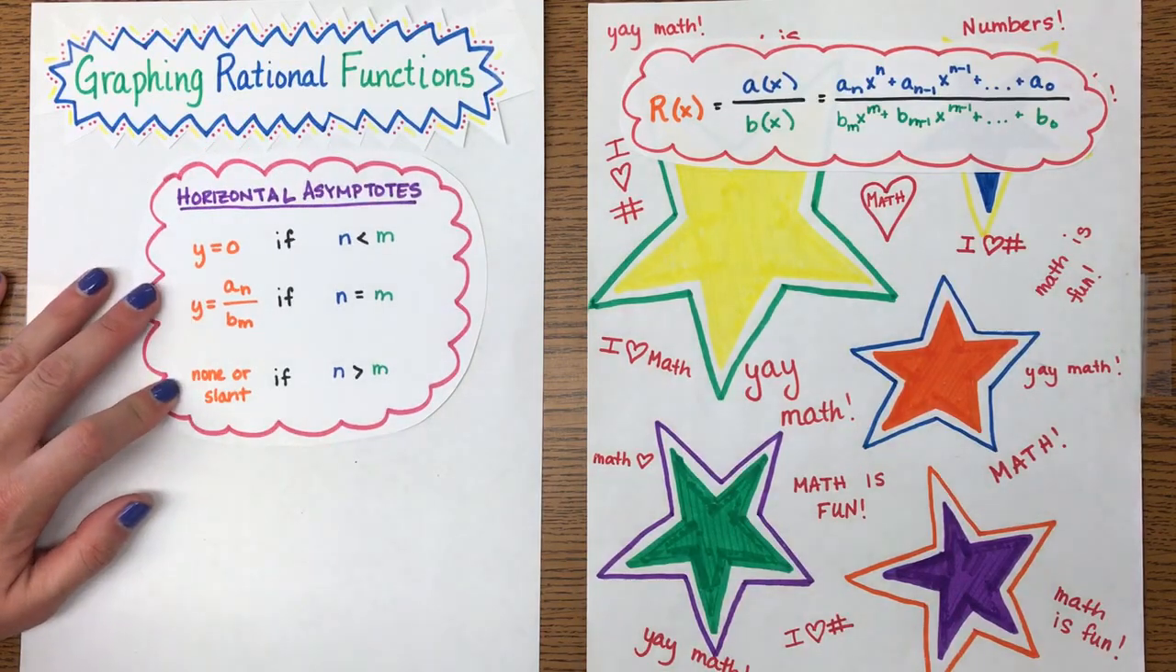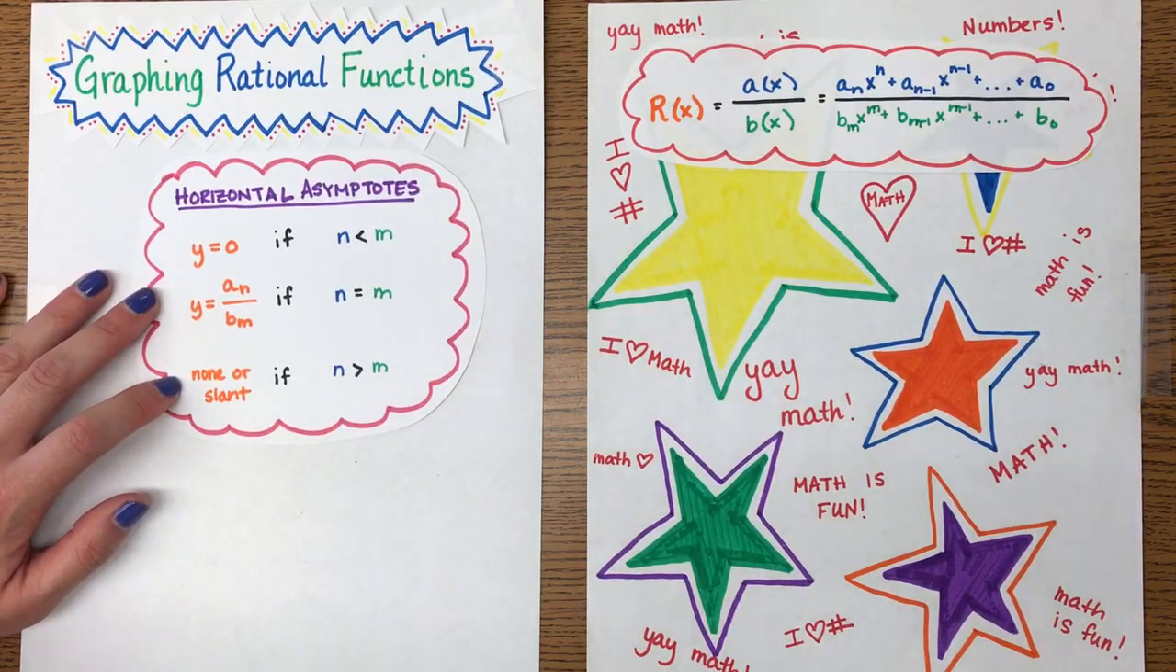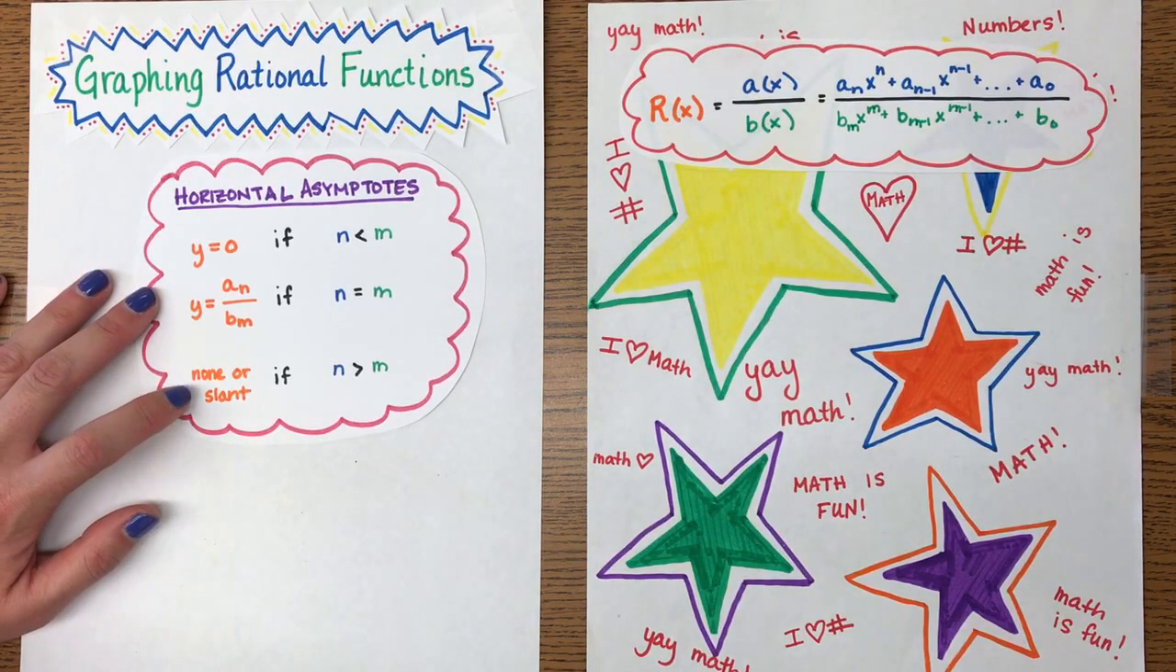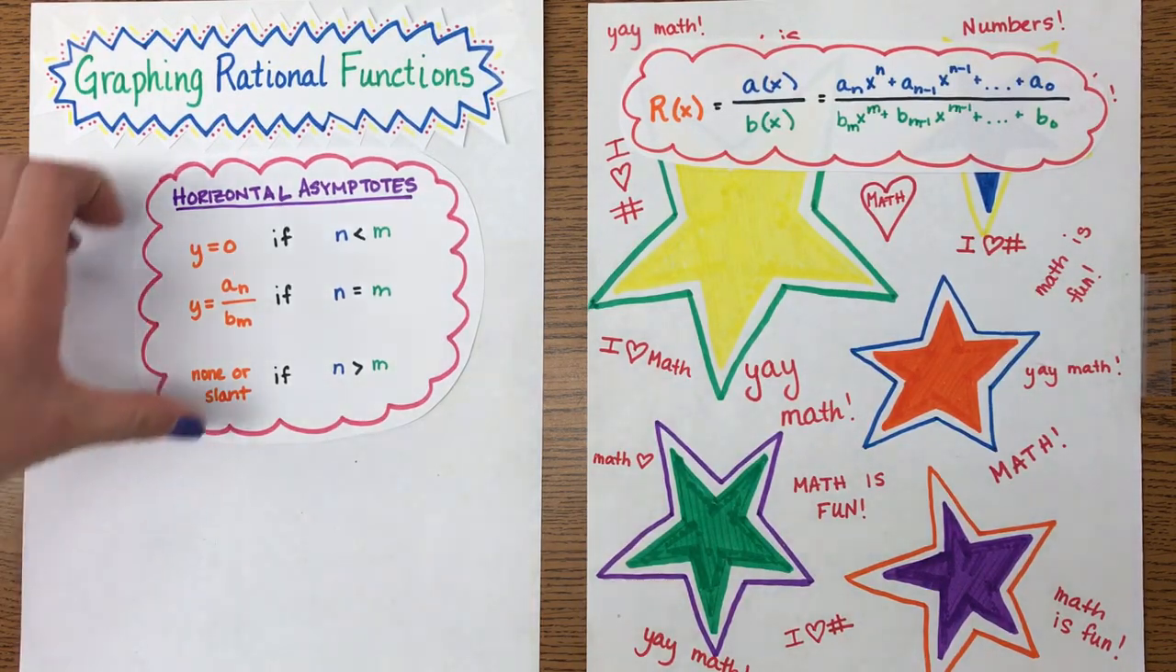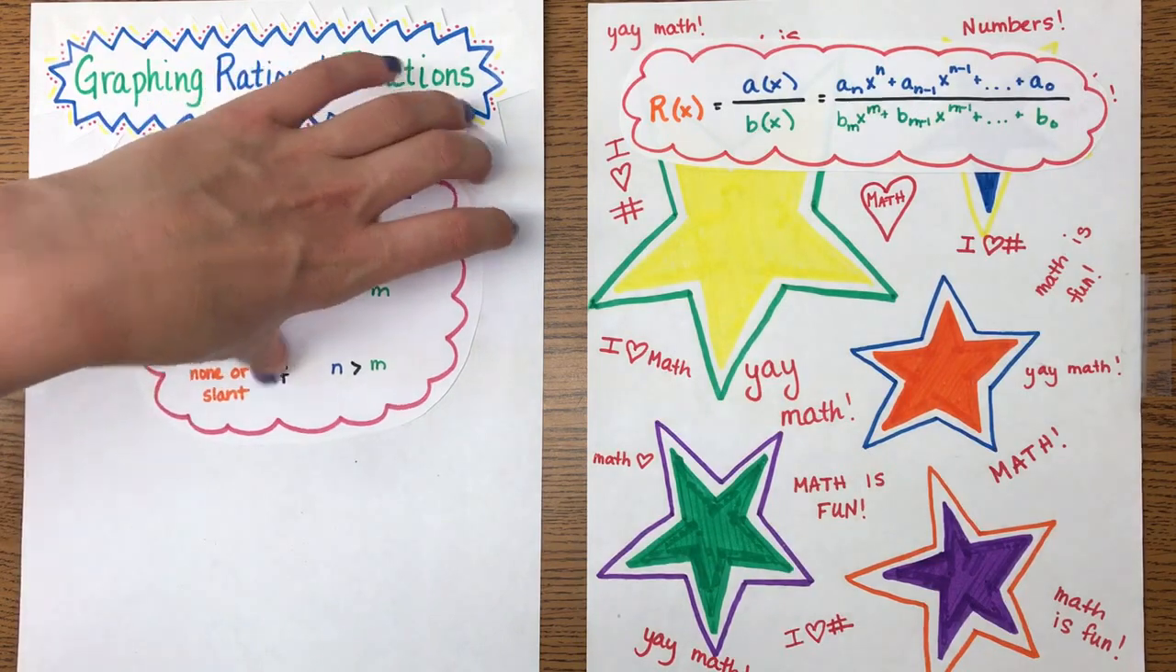And if the degree of my numerator is bigger than the degree of the denominator, so I have an x squared in the numerator and an x in the denominator, I'll have no horizontal asymptote, but I will have a slant asymptote. We'll talk about what the slant asymptote really is.